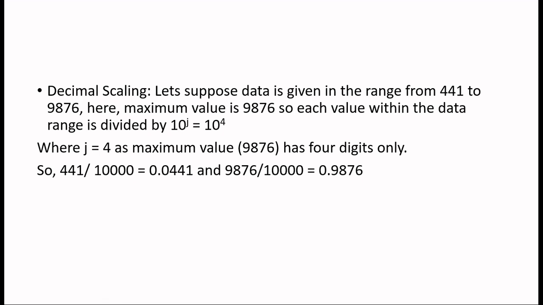Decimal scaling is used to convert given data into the range of 0 to 1. Let's suppose we are given data within the range of 441 to 9876. In this range, the maximum value is 9876. So each value within the range will be divided by 10 to the power 4. Here the value of j is equal to 4, as the maximum value 9876 has 4 digits only. So each and every value within that range will be divided by 10 to the power 4 and we will get the transformed value. In this way we can use the decimal scaling method to transform given data.